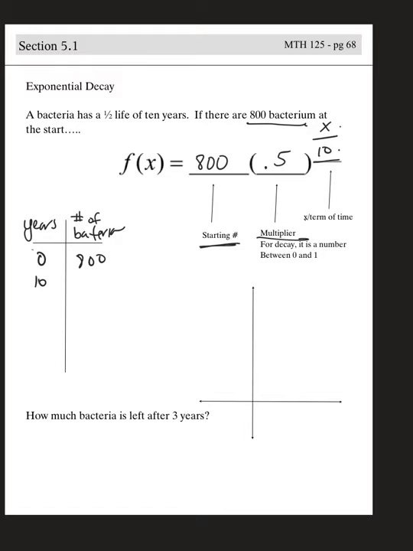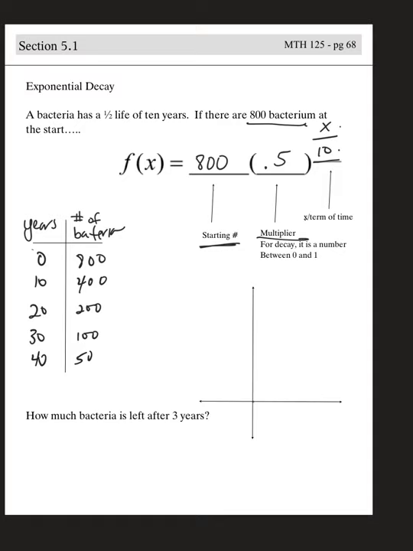After 10 years, there's going to be 400. 20 years is going to be 200. 30 years is going to be 100. Notice that I'm picking my years to fit my problem to make my life easier. 40 years means I'm going to have 50. Notice I'm going to get closer and closer and closer to 0. I'm actually never going to quite reach 0 at the rate I'm going, but I will get to a very, very, very small number. What happens when we are graphing something like this?